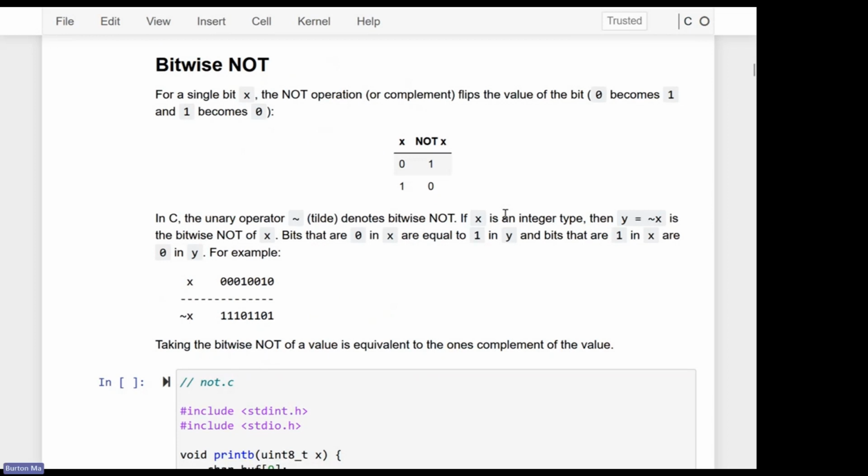Okay, so the bitwise operations, there's not many of them, which is good news for you, right? Bitwise not simply flips the bit. So not zero is one, not one is zero. Similar to the Boolean not: not true is false, not false is true. So for a single bit, not or complement flips the value of the bit.